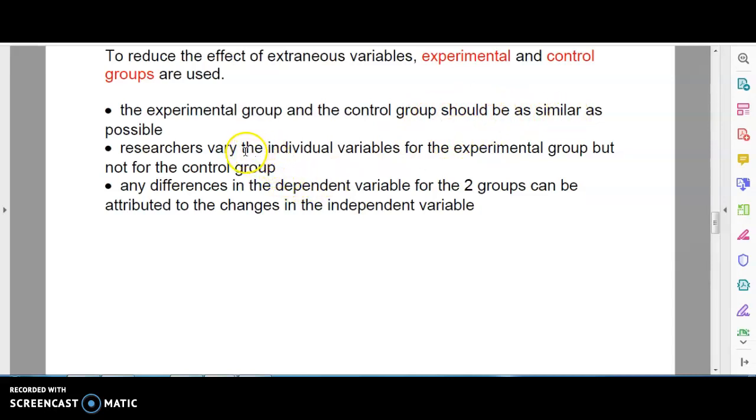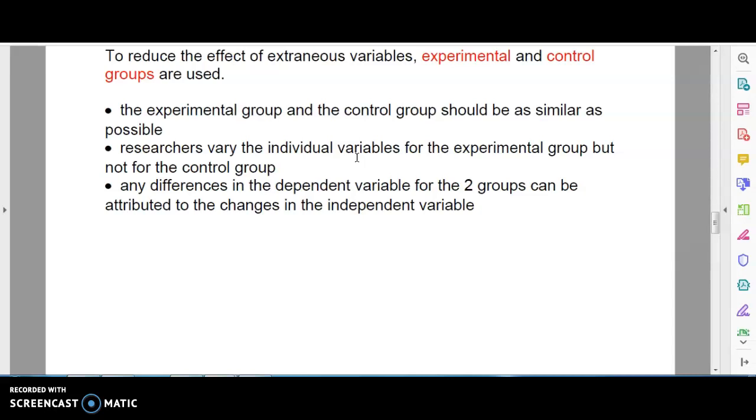So the second part is researchers vary the individual variables for the experimental group, but not for the control group. So what we would say in this case is, for the control group, you don't change a thing. So the students in the control group go about their daily lives. They study how they normally would study. If they're working, they keep working. Wherever they're told to write the exam based on the exam schedule, they write it. So they don't change a thing.